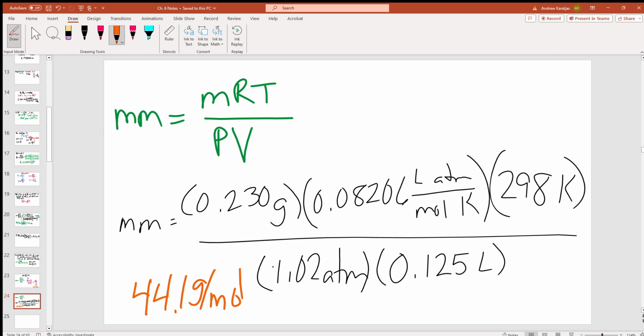So as you can see, a lot that we can do with the ideal gas law, and that's what we have all of these equations for. With just a little bit of information about a gas, we can go in many, many different directions.